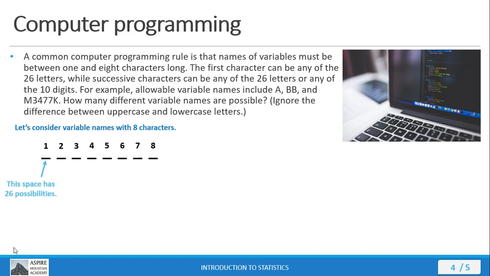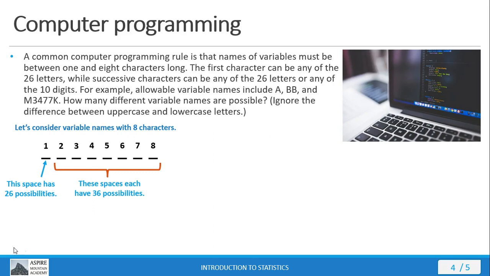Okay? In the first space, there's 26 possibilities, because that first space has to be a letter from the alphabet. But for each of the succeeding spaces, spaces 2 through 8, for each of those spaces we have 36 possibilities, because each of those spaces can be occupied by either a letter or a number. So there's 10 different digits, 26 letters in the alphabet, 10 and 26 make 36. So now we've got each of the different possibilities for each of those spaces.